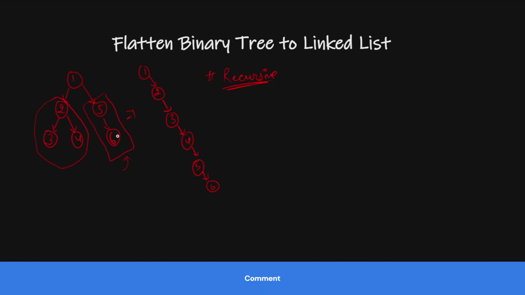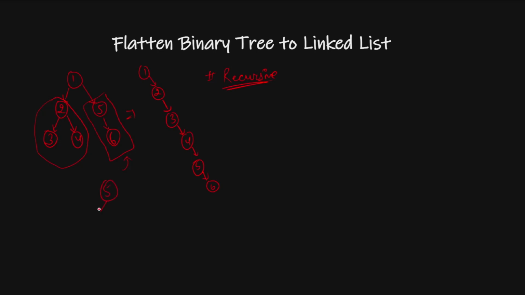So you see, this is my 5, 6. If my 5 is this, then first of all, I will make this list as this. Once I have made this, I will flatten this, so the flat list will look like this: 2, 3, 4. Once this is done, I will point this 4 to its next, this 5. And my left is done, my right is done.